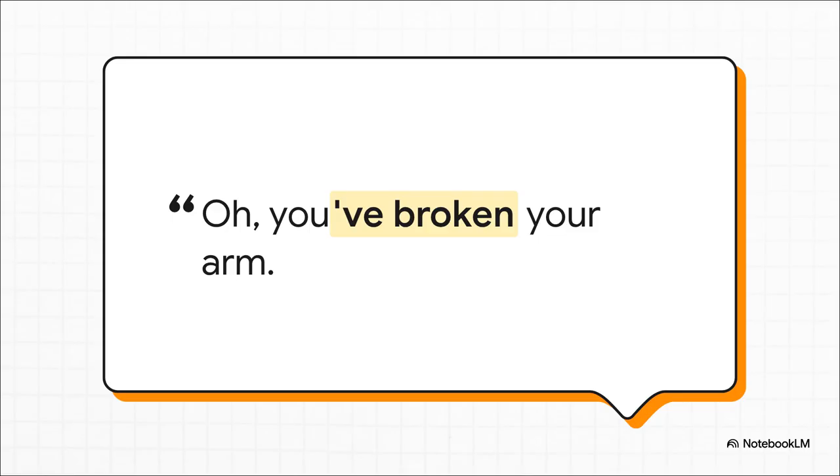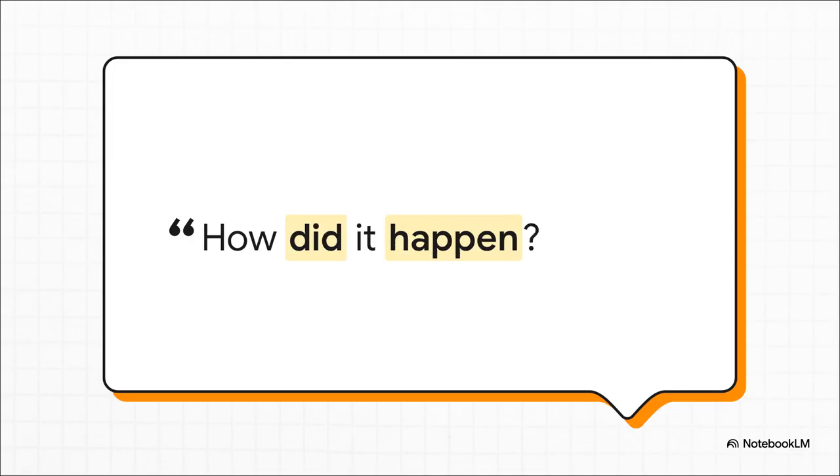So, picture this. Speaker A sees their friend and they've got a cast on their arm. The broken arm is a past event, right? But it has a very clear present result, the cast. So, they use the present perfect, the bridge, to bring up this new topic. You've broken your arm. So what happens next?